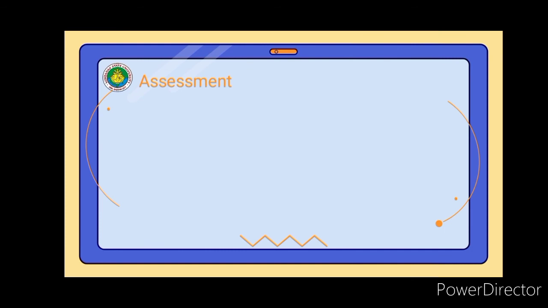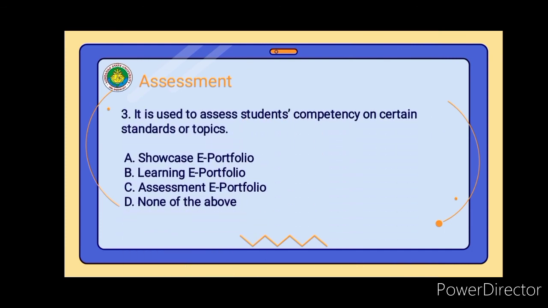Next question, number 3. It is used to assess students' competency on certain standards or topic. Timer starts now. The correct answer is letter C, assessment e-portfolio. Number 4. It demonstrates the learning process with a focus on feedback. Timer starts now. The correct answer is letter B, learning e-portfolio.